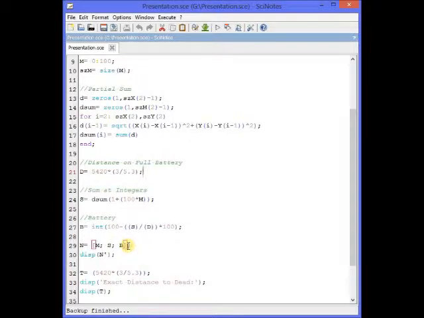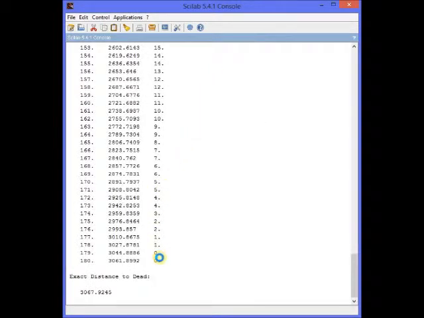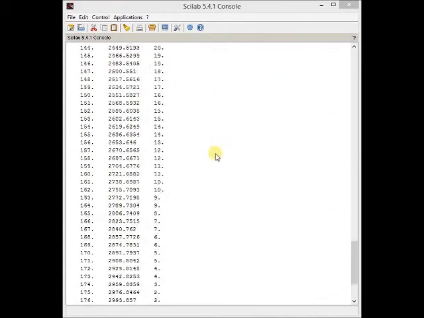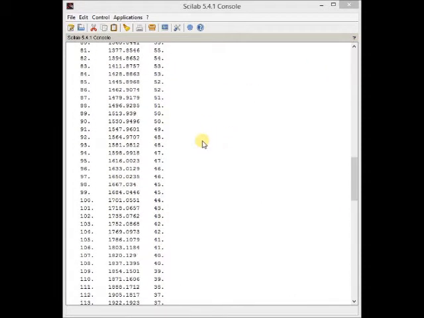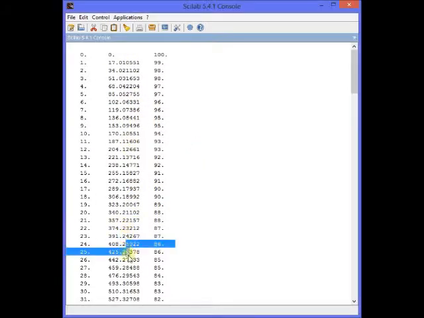N is where I put all my information into a matrix, and so now it's all stored in this matrix and easy to locate. Okay, so if we run this and look at it, you see that we get a bunch of distances. These are the partial sums of the distance that the robot has traveled, and then you see, compared to the distance, how much battery life the robot has remaining.